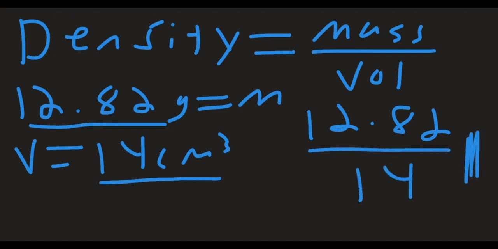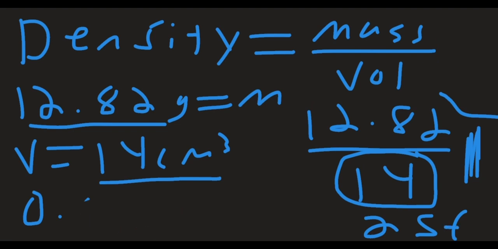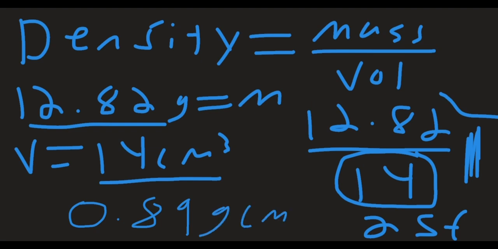After doing 12.82 divided by 14, we get 0.888 repeating. However, since the 14 in the denominator only has two significant figures, our final answer will only have two significant figures. As a result, our final answer will not be 0.888 repeating, but rather 0.89 grams per centimeter cubed. This is your final answer.